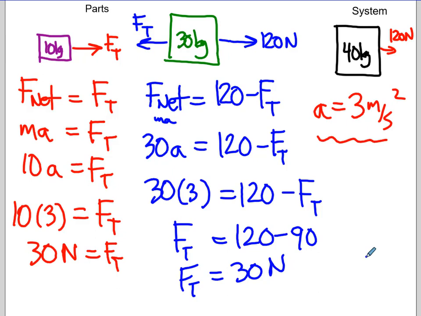Now you wouldn't do both boxes here. You would just do one of these, either the 10 kilogram or the 30 kilogram, but I wanted to show you that no matter which one you do, you get the same answer. But the key is there is a part and there is a system thinking process that we have to get our head wrapped around.